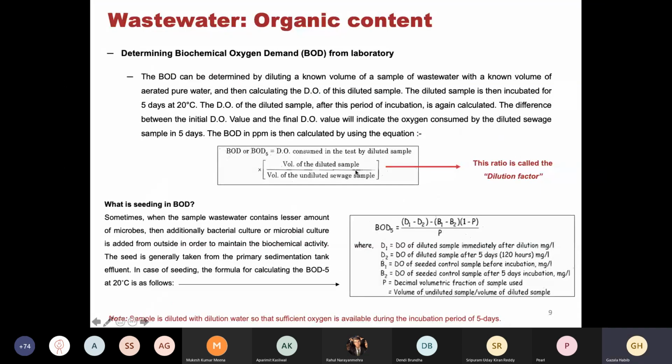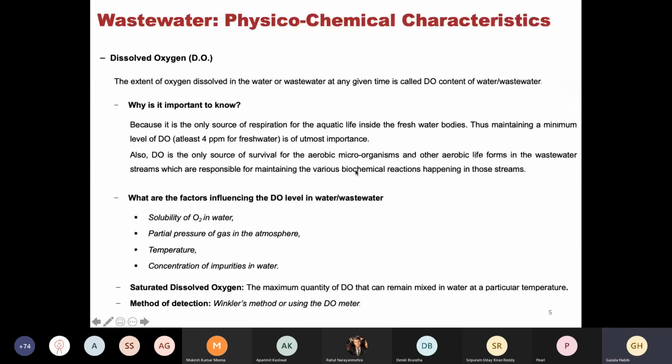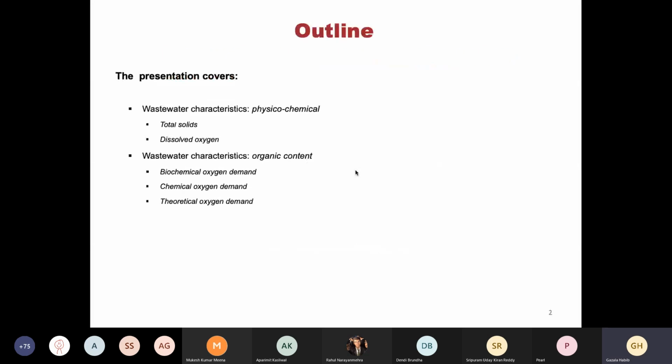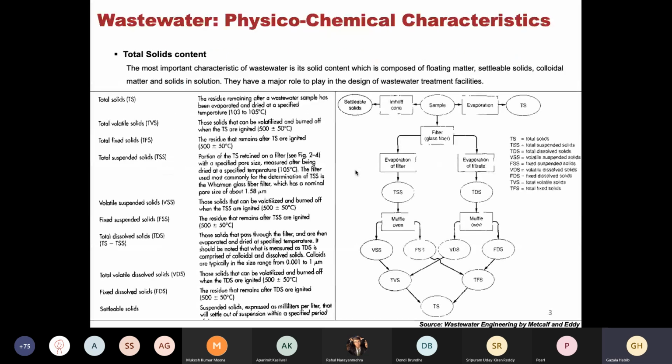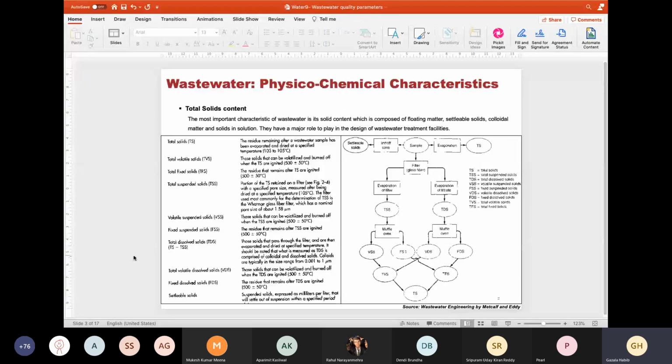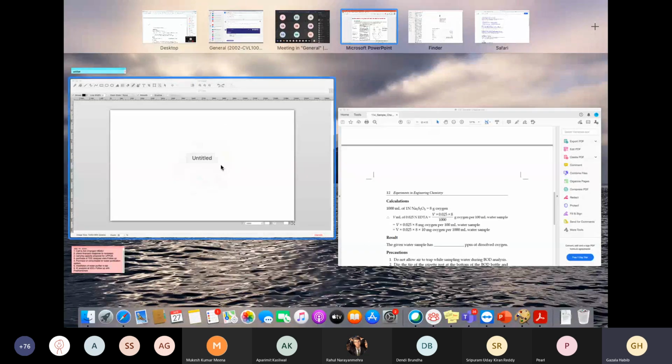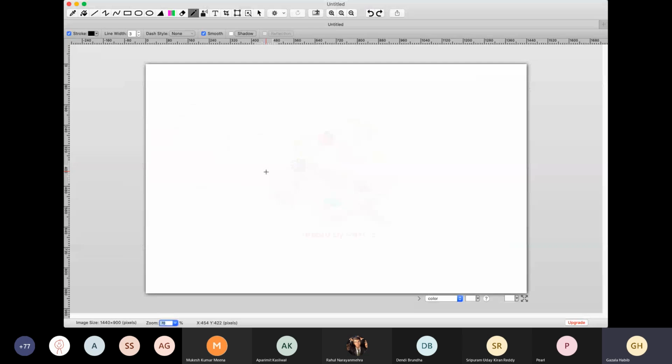Can you see my screen? Yes, ma'am. Okay, so let's start wastewater physiochemical characteristics. What I will do, I will try to explain it on the whiteboard.